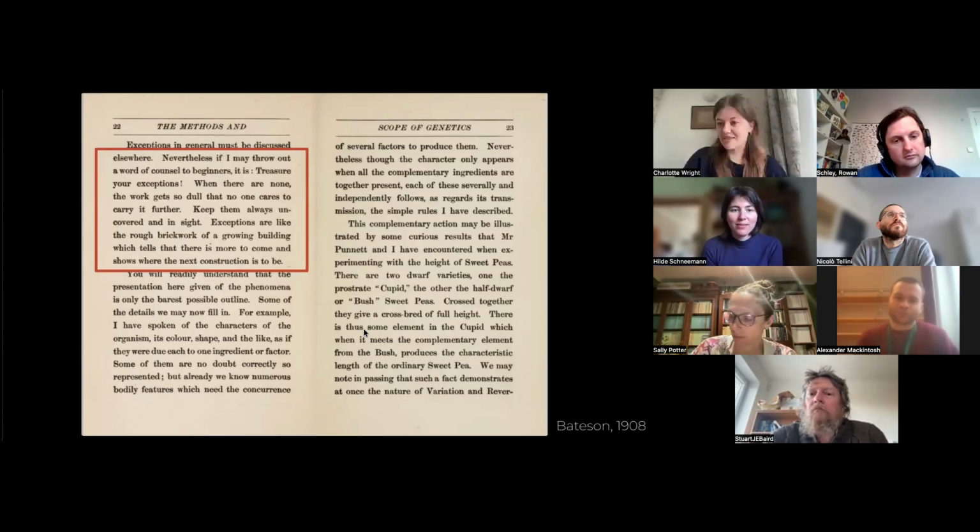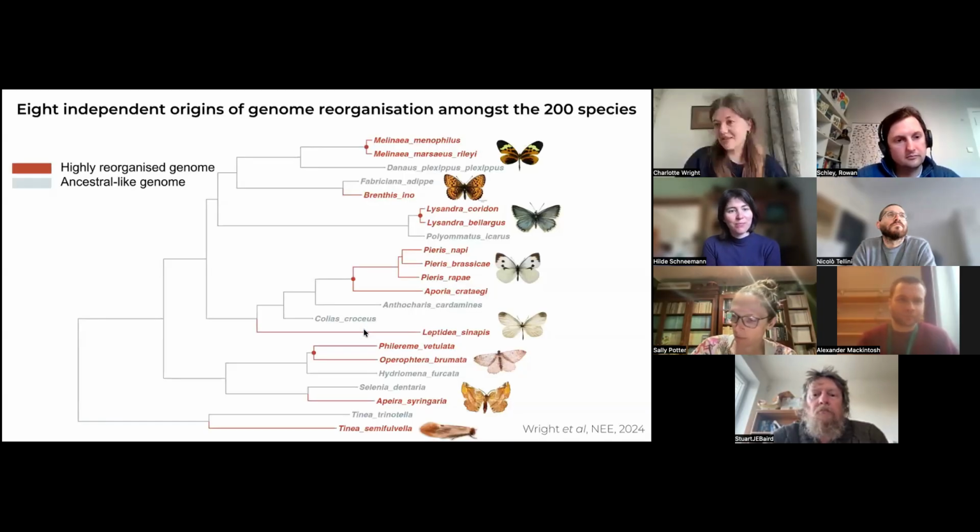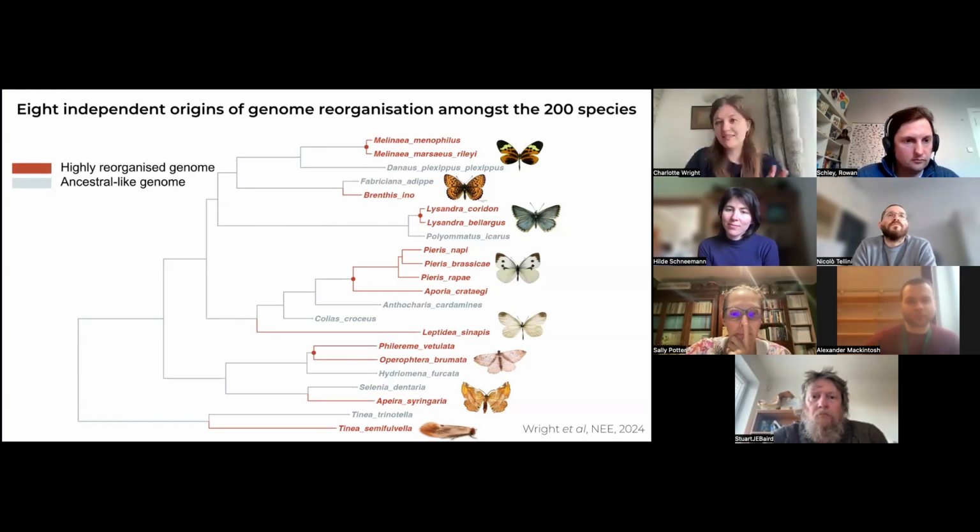And we can do this in butterflies, right? Because they have these ends of the spectrum of karyotypic diversity. And indeed, in that first 200 species that I showed you, there were roughly 8 independent origins where they've gone from having this stable structure to a highly rearranged structure. One of those is Brenthis that Alex will talk about later, but there's others too, like Lysandra and Pierids here.